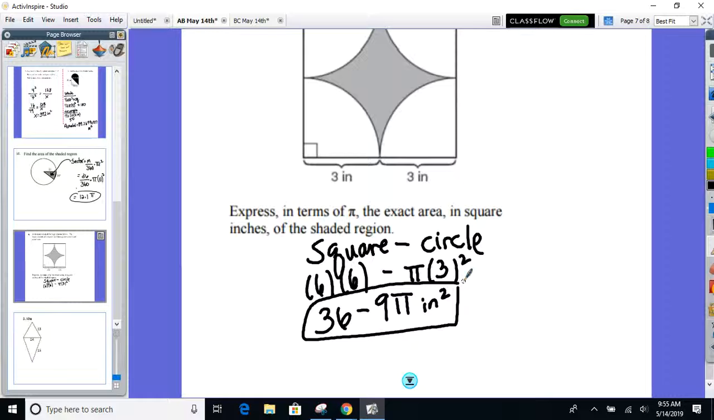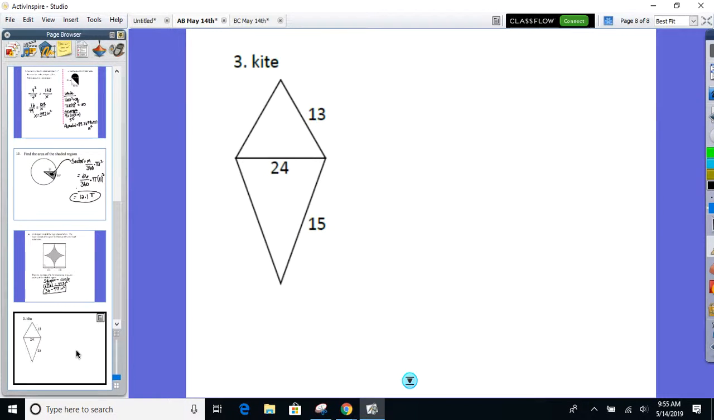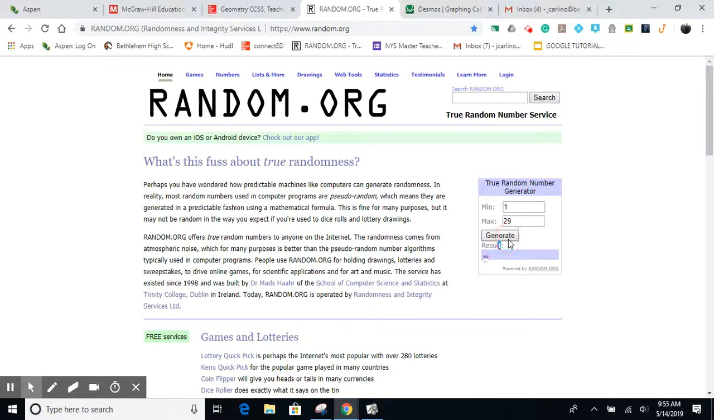Not even close to done yet. Any questions on the old shaded region here? All right. How about go back to the beginning, number 3. Let's find the area of this kite. First need the area formula, just get us started.